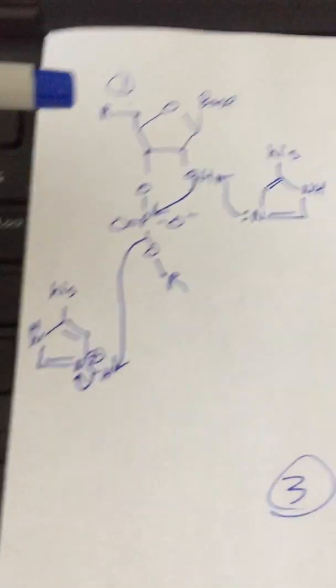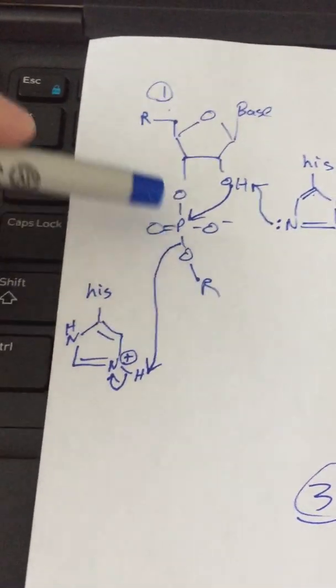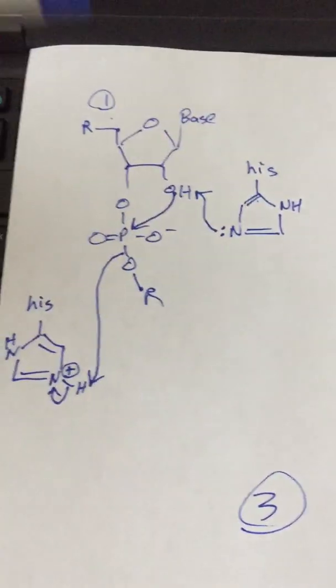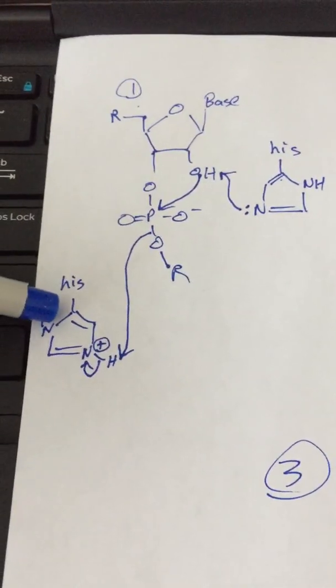So we have our RNA molecule up here. All right, here's the phosphate backbone. All right, and we have 2 histidines. One of them is going to be deprotonated up here. One of them is going to be protonated.